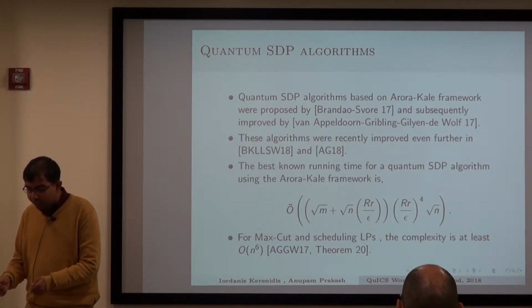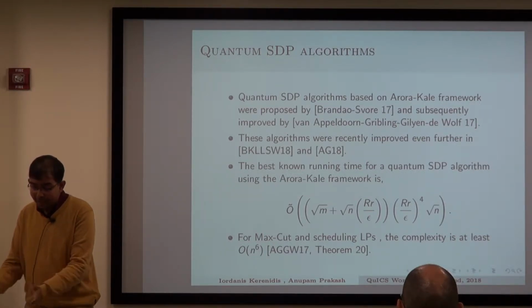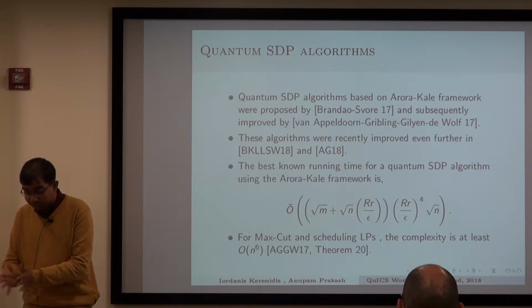So for max cut and scheduling LPs, it's known that R r over epsilon is at least linear. So if we plug in n, the best case running time would be order n^5.5 if Fernando is correct, and otherwise order n^6. So still a fairly large polynomial in n.